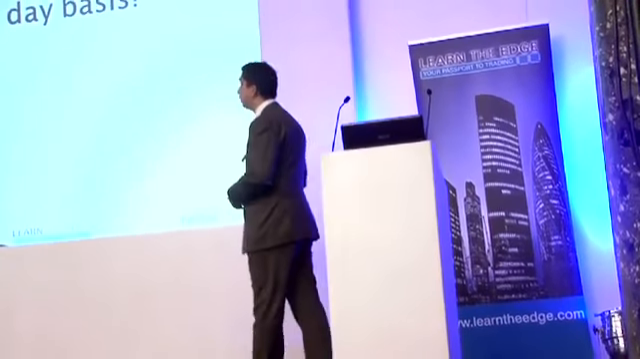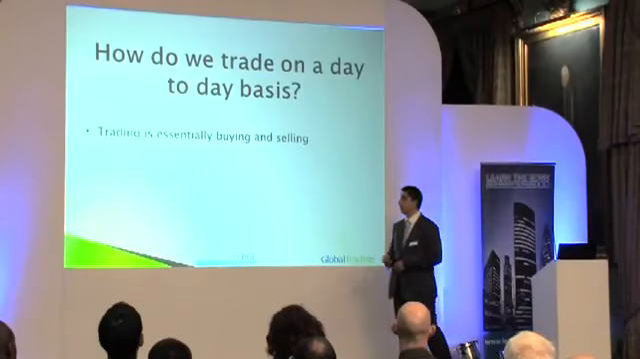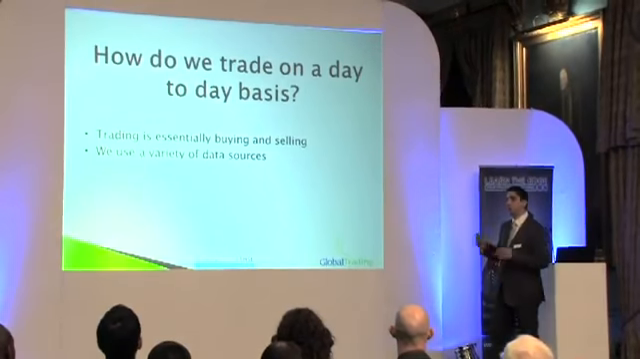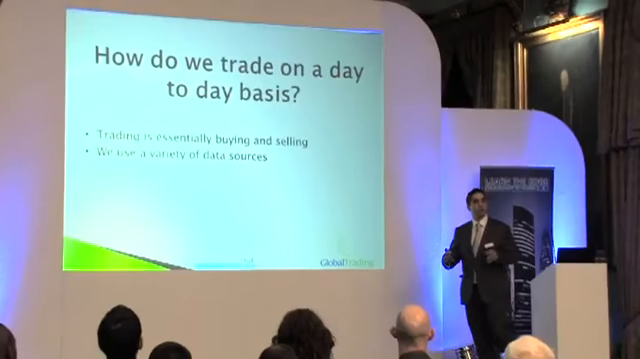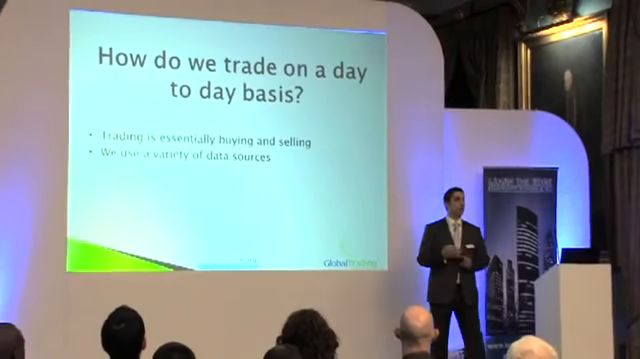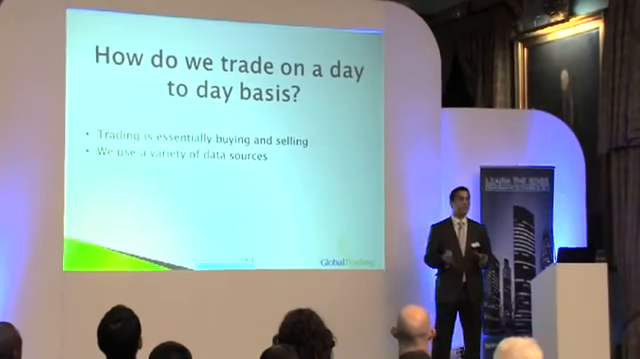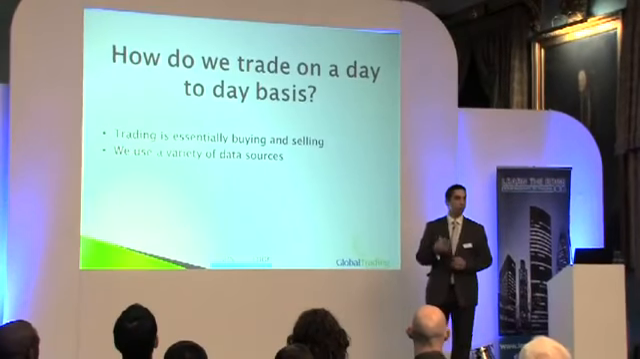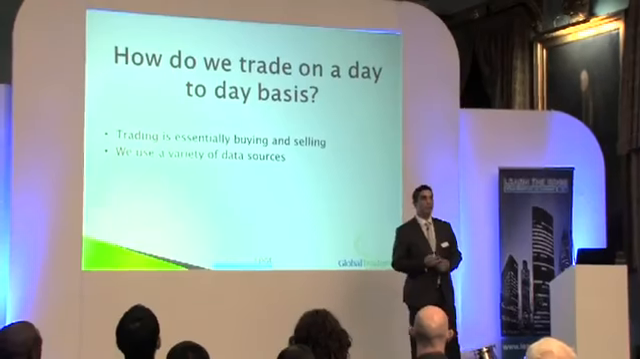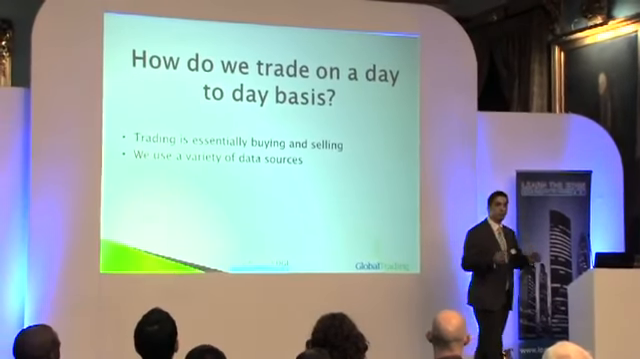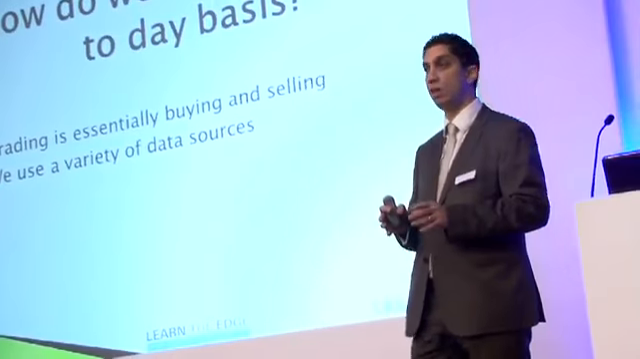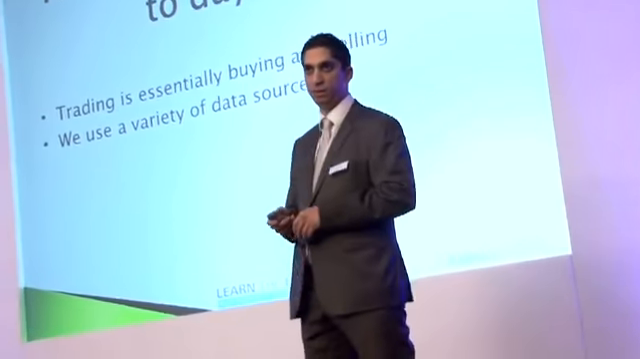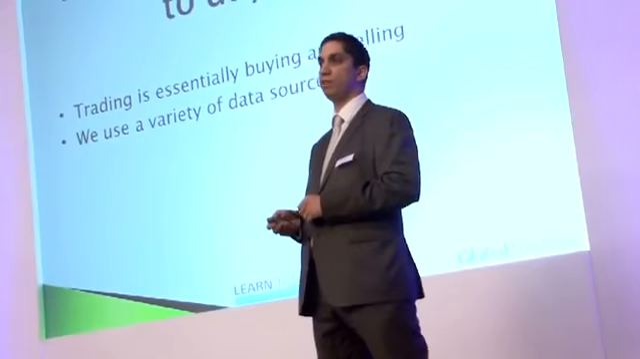So how do we trade on a day-to-day basis? We've talked about how essentially it's about buying and selling. We use a variety of data sources. These data sources give us the information that makes us make those trading decisions. Without these data sources, you're trading blind. You essentially need to know what's happening in the world, what's happening in the financial markets. Once you've got these key skills and sources to hand, it's just another armory to your tools. You need to have this. So as traders, we make sure we have our data sources.